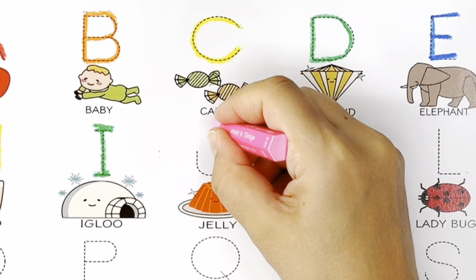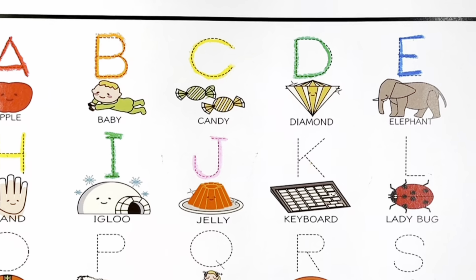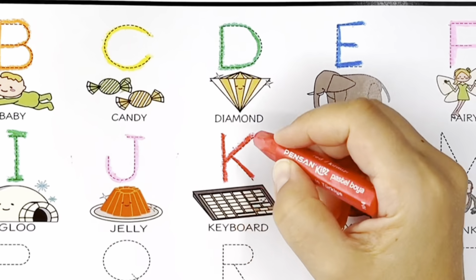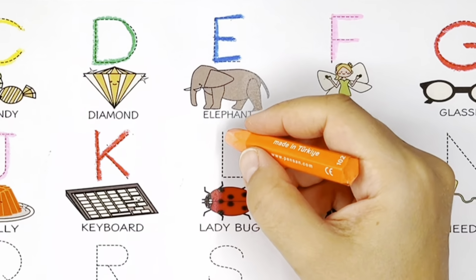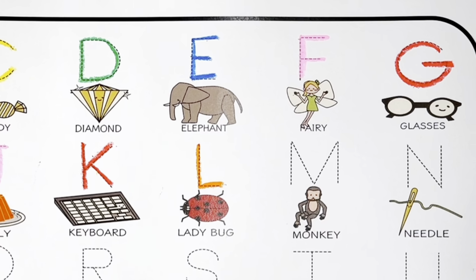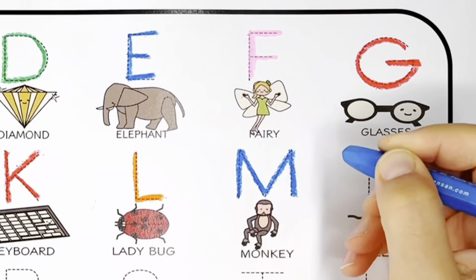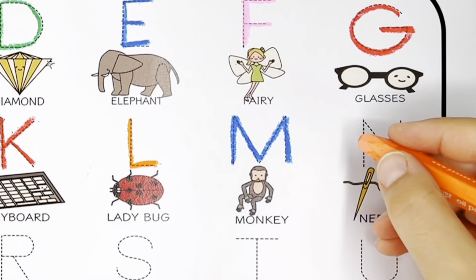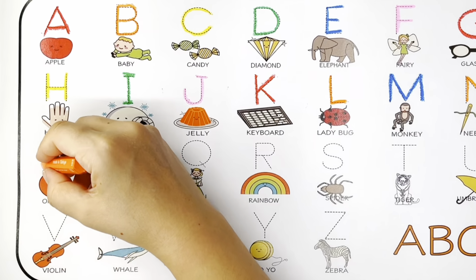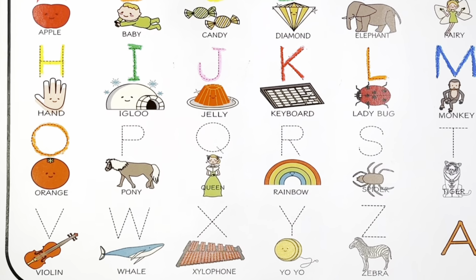I is for igloo. J. J is for jelly. K. K is for keyboard. L. L is for ladybug. M. M is for monkey. N. N is for needle. O. O is for orange.